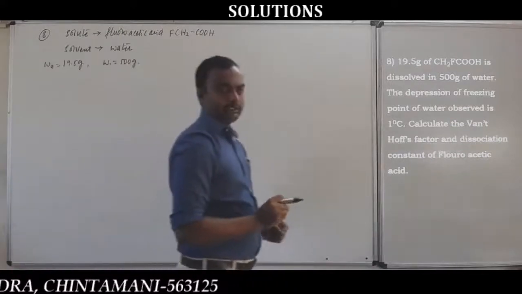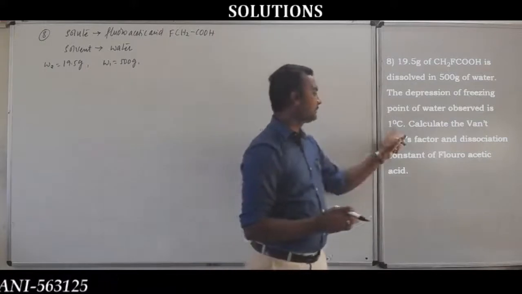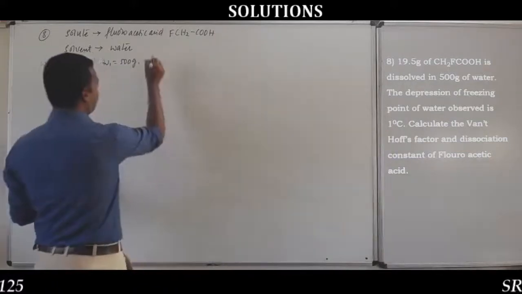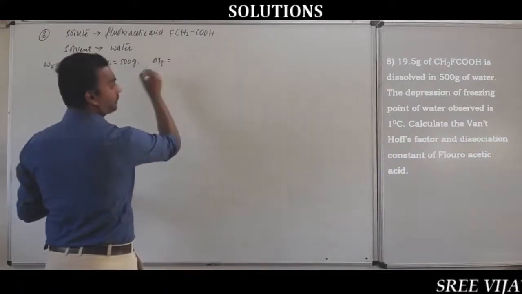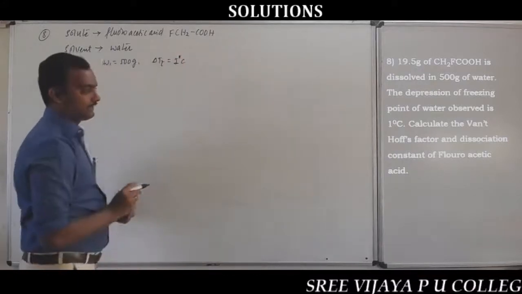Depression of freezing point: when we add solute into a solvent, what happens? The freezing point will decrease. So depression of freezing point, that is delta Tf. Delta Tf is equal to how much? 1 degree Celsius.